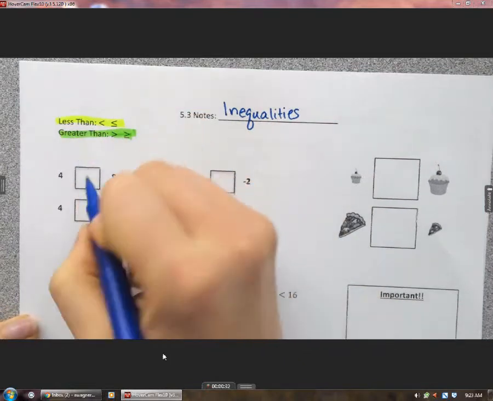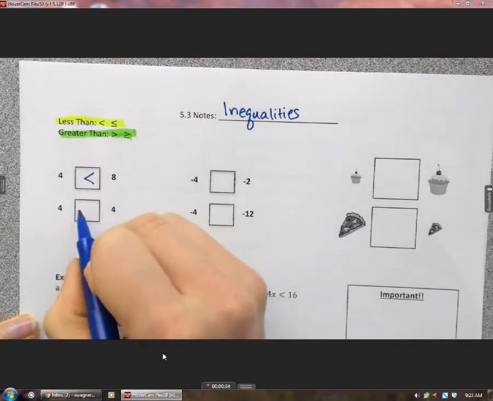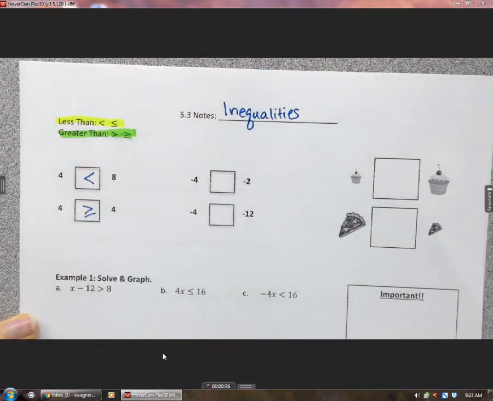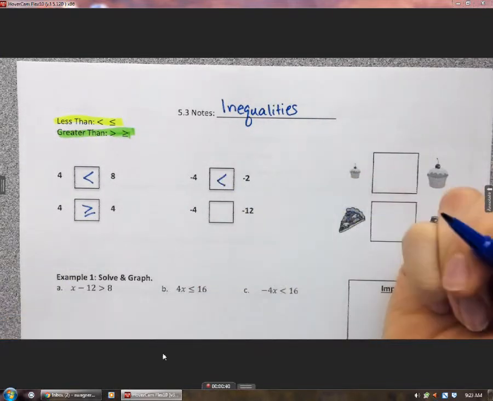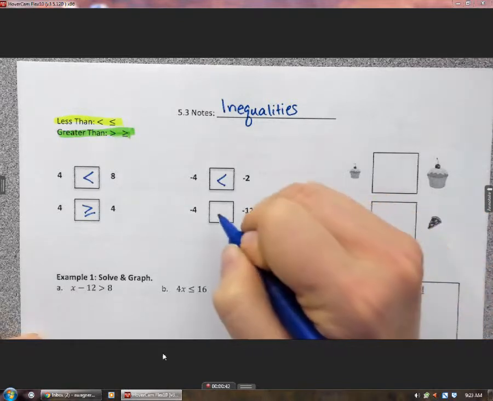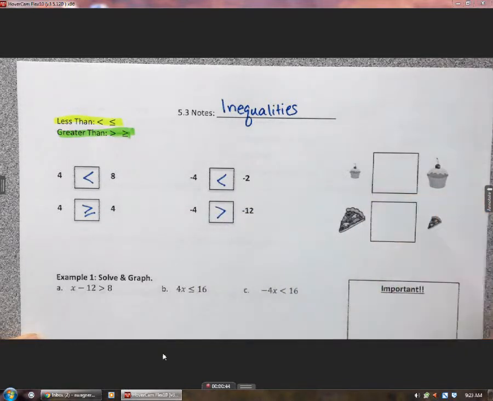We said 8 is bigger than 4. 4 is the same as 4, so I'm going to put one with an equal sign. Negative 2 is bigger than negative 4. Negative 4 is bigger than negative 12. This cupcake is bigger than this one. You don't have to necessarily have these in your notes. This was just an example. You guys already all talked about these, okay? Just for good measure.